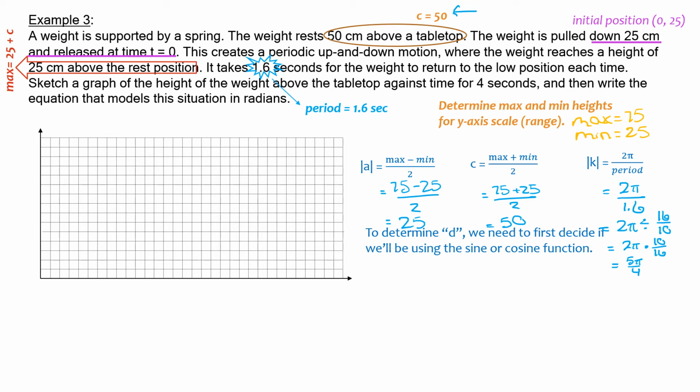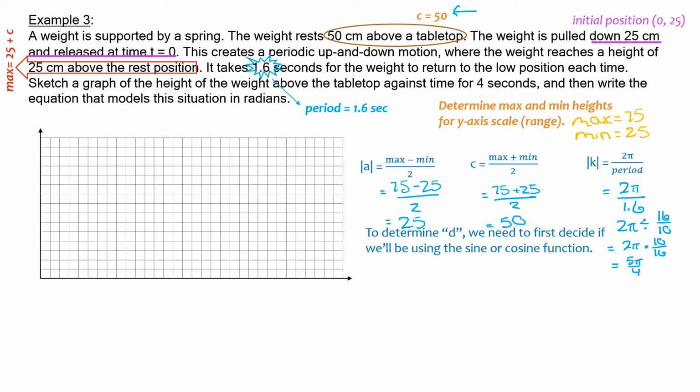To determine D, we first, let me erase this here. To determine D, we first need to decide if we're using sine or cosine. So we've got here, we figured out our A, C, and K. Now we need the D value. So it's always easiest when you read the question if you can figure out the initial position. So our initial position is 0, 25.